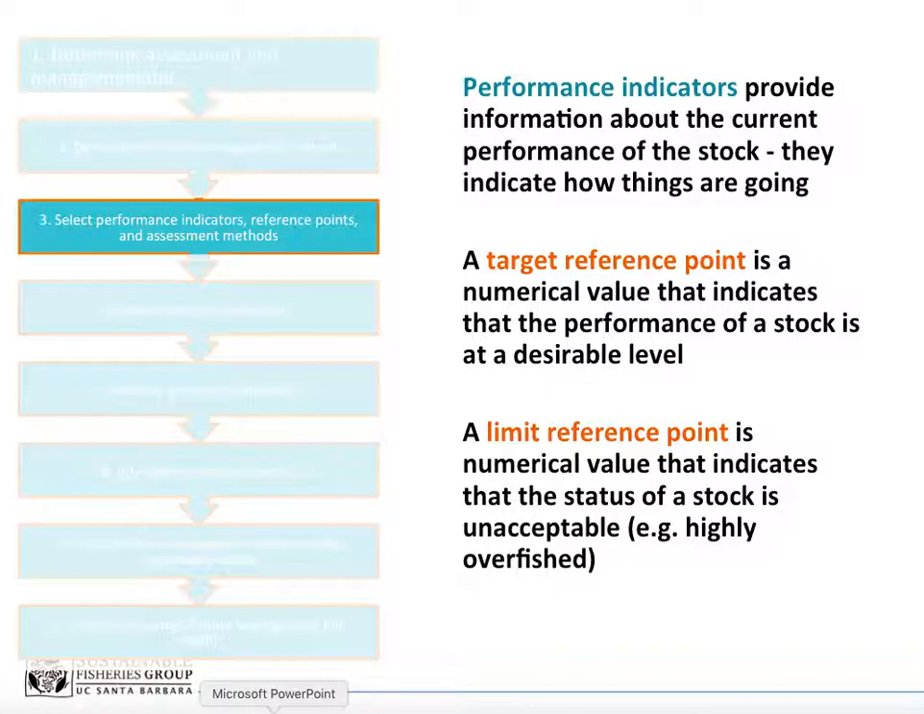A limit reference point is a value that indicates that things are not doing well. This is an unacceptable state of the fishery, for example, if it's highly overfished. So in AFAM, we'll select one or several performance indicators, and for each of these, we'll select a target reference point and a limit reference point.